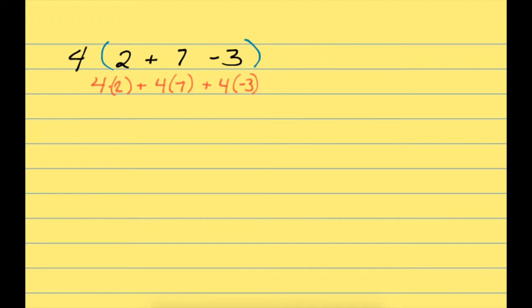This is exceptionally helpful when we have variables and we want to simplify an expression. For instance, 2 times x plus 5. In this case, I distribute the 2 to the x and to the 5. Now I don't know what x is, so I don't know the exact value of 2 times x, so I just write 2 times x. And I know that 2 times 5 is 10.